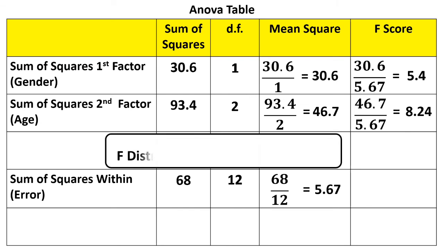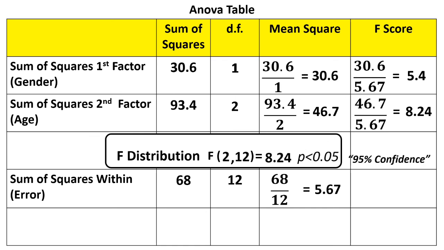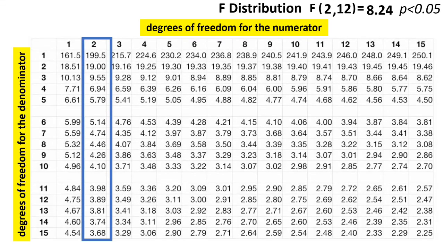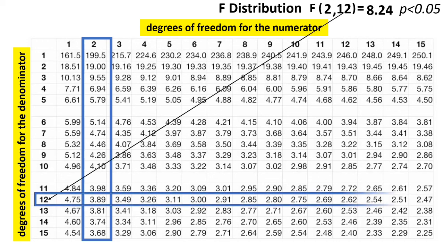Again, we will write F distribution: F(2, 12) = 8.24, which is the F-score. And again, P < 0.05, because we'll bring back the 95% confidence level table to interpret our result. Let's take the DF for the numerator, which is 2, and use its column. Then the DF for the denominator, which is 12, and use its row. Their point of intersection is 3.89, and this is our critical value.